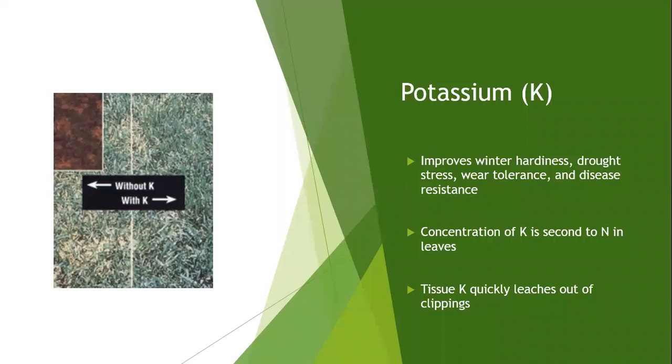Potassium, the third element on a typical bag of fertilizer, is really important because it improves stress or winter hardiness, drought stress, wear tolerance, and disease resistance. It's the highest concentration of K, is second to N in the leaves, and tissue K quickly leaches out of any clippings that might be left on the turf sward.